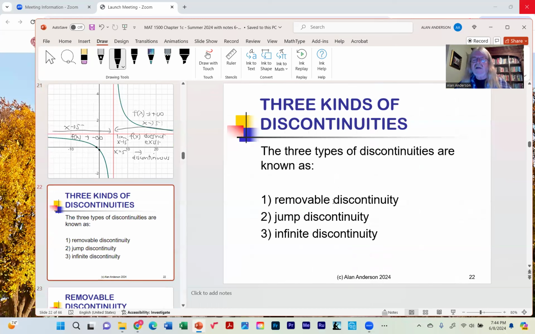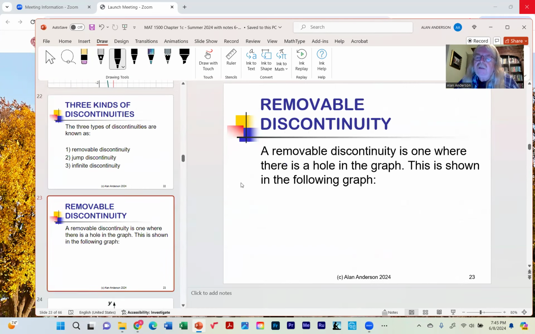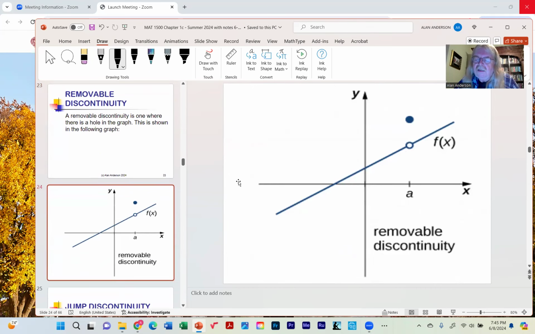Okay, so now these are the names you often see listed in calculus textbooks for the different discontinuities. They all have special names. This one, the removable discontinuity, means that if you were to fill in a value for a here, you would have a continuous function. That's why they call it removable.